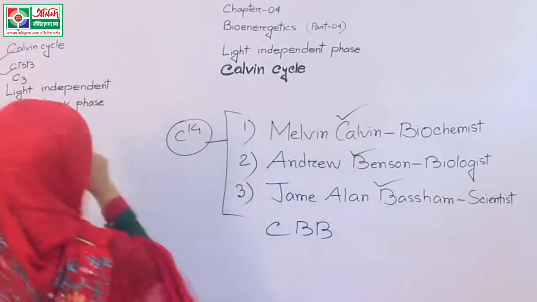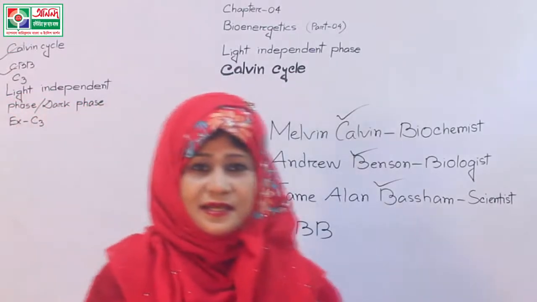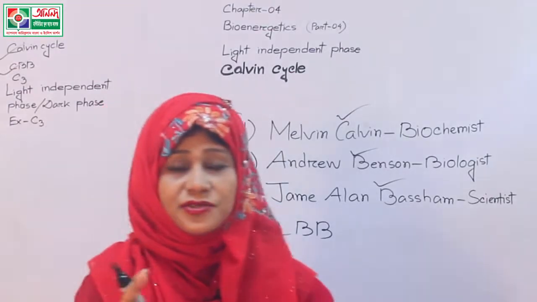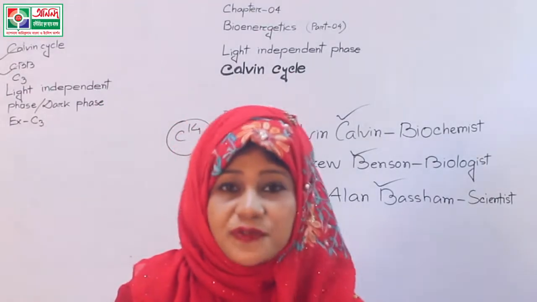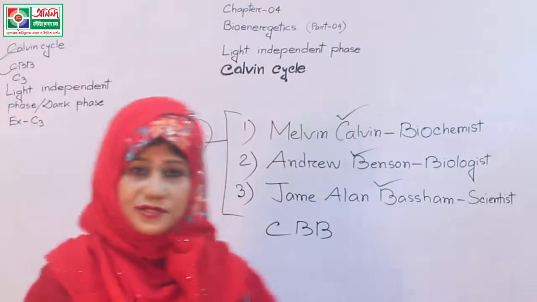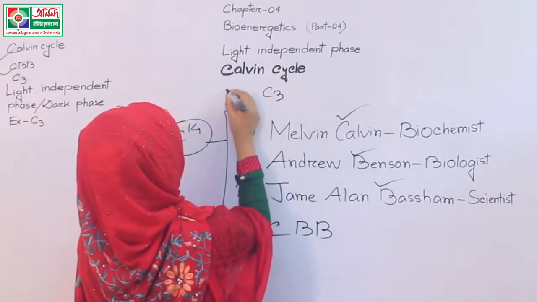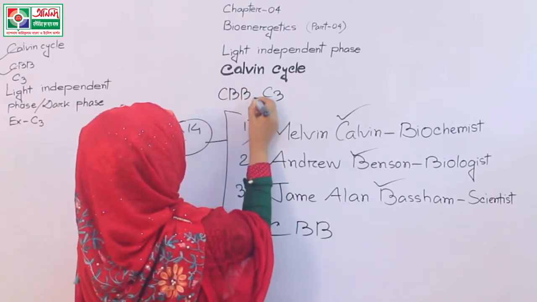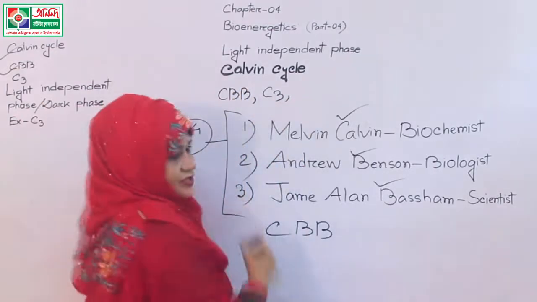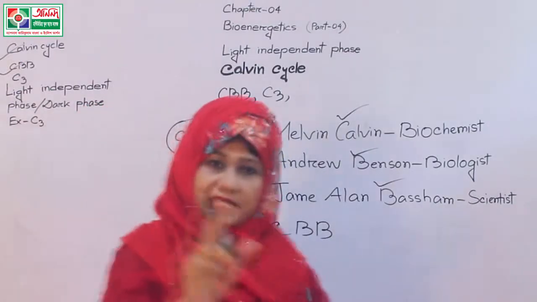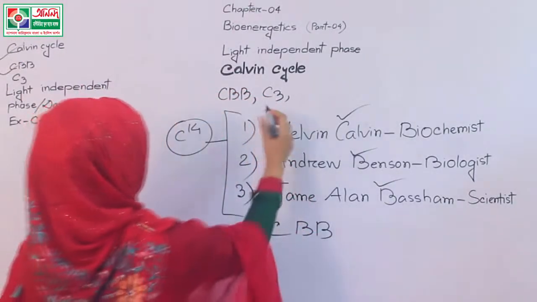Now why is it called the C3 cycle? The first stable compound in the Calvin cycle is the 3-carbon compound 3-phosphoglyceric acid. That's why it is known as the C3 cycle. So CBB, Calvin, C3. Why C3? C means carbon and 3 means 3 carbon. So it is the C3 cycle, right?